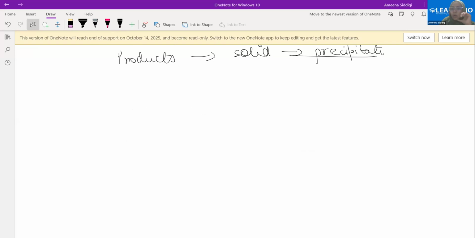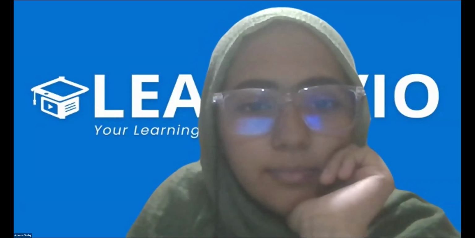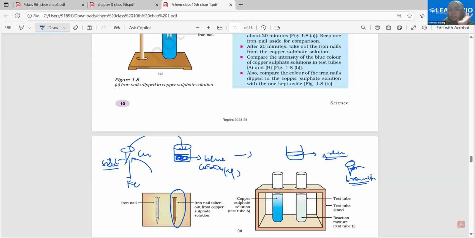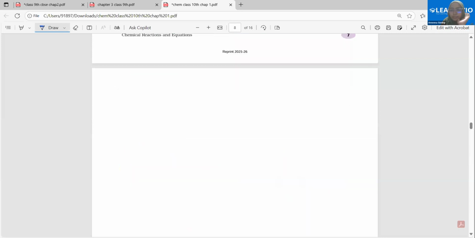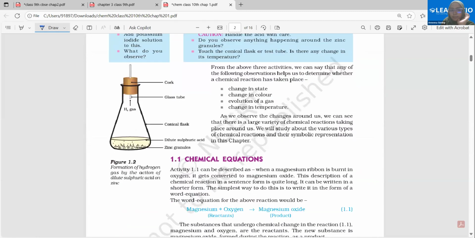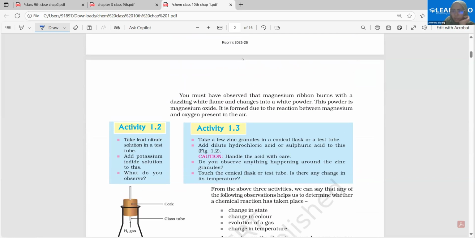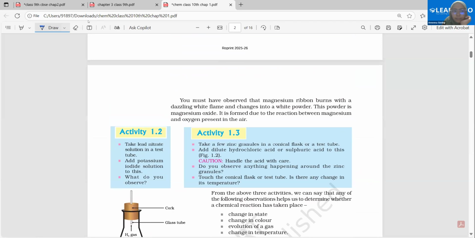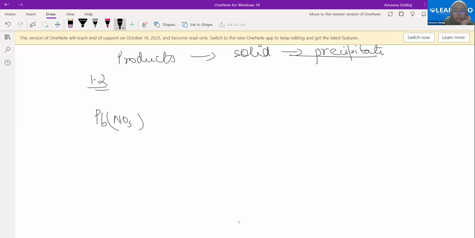Fine. Now, if you see activity 1.2 in your NCERT, do you have your NCERT? Quickly see that activity. That is just an application of this double displacement reaction. We have lead nitrate. What will be the formula for lead nitrate? Pb(NO3)2, with NO3 in brackets. Then we have potassium iodide.